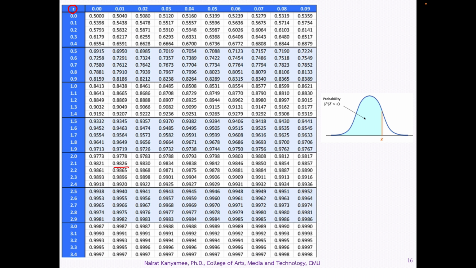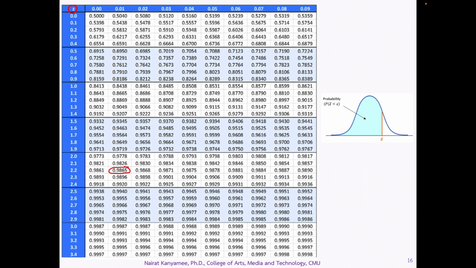So for example, if your z is 2.21, then you read it here, 2.21, and the probability is 0.9865. So for 2.21, you read the 2.2 row and take the 0.01 column. Take this column, take this row, and read the probability from the table.